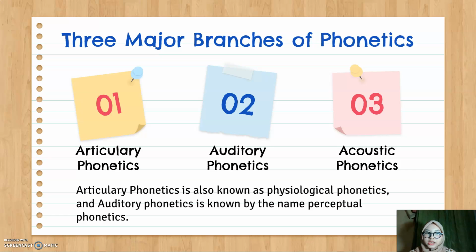The third is acoustic phonetics. It is the study of the physical properties of speech sounds, such as frequency and amplitude in their transmission. Articulatory phonetics is also known as physiological phonetics, and auditory phonetics is known by the name perceptual phonetics.